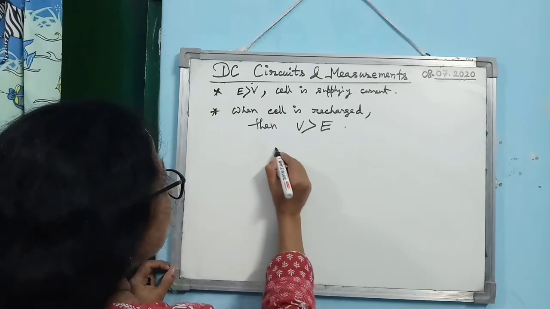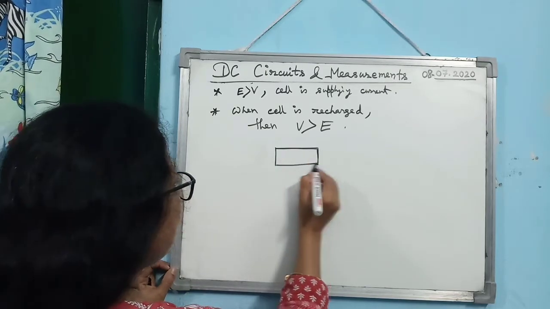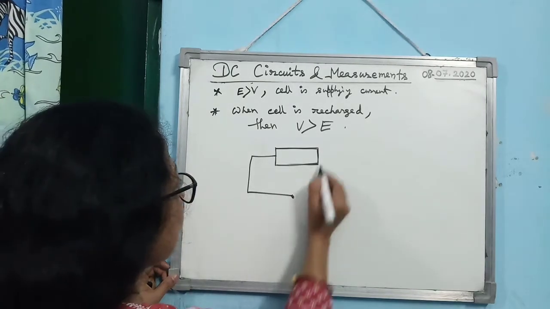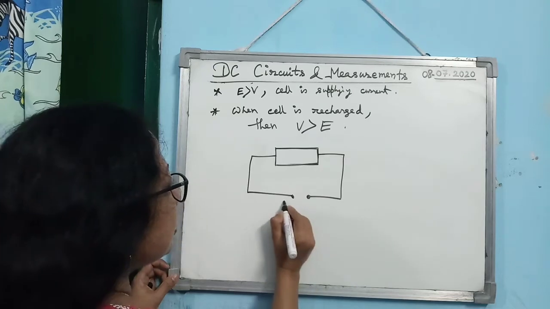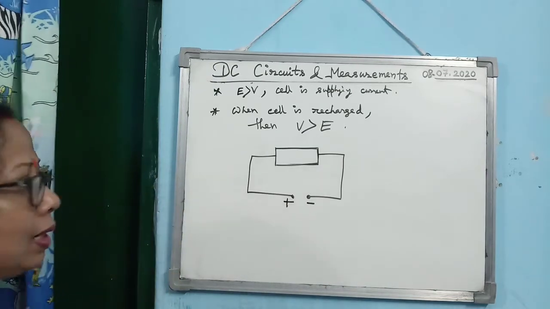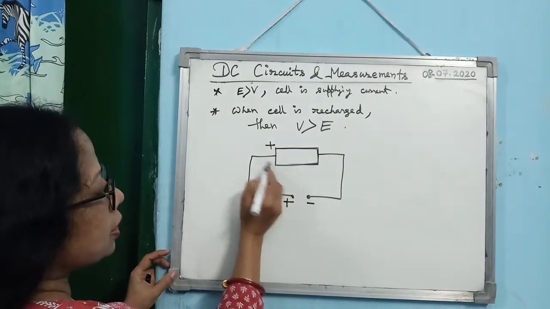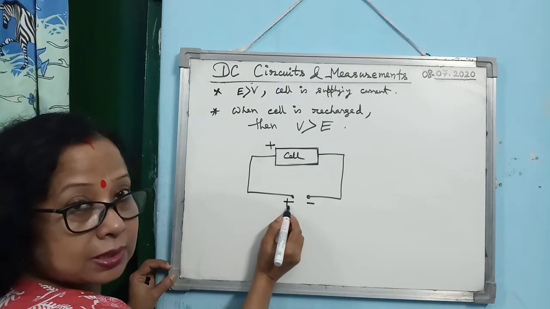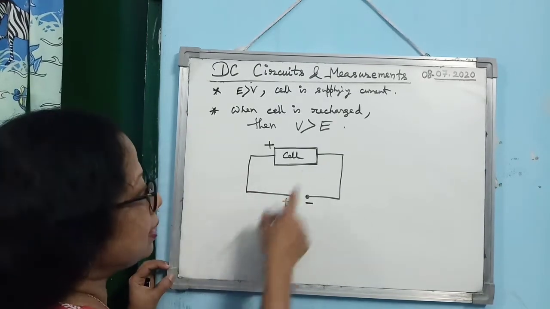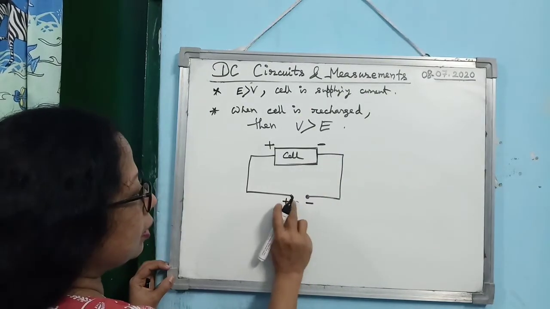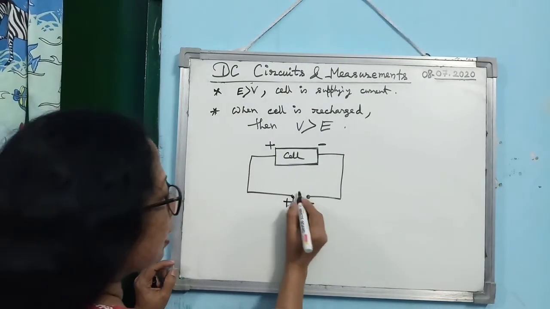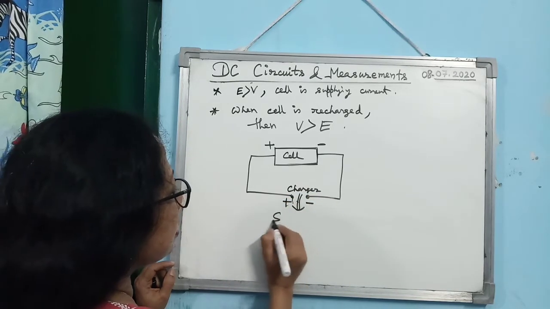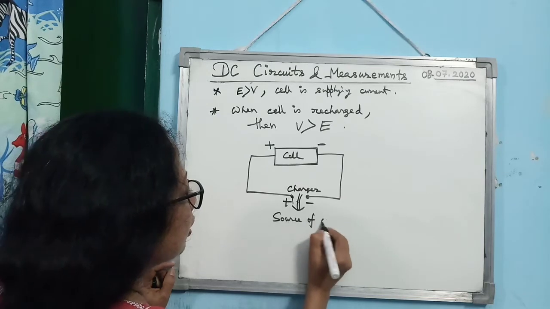But I hope you know that when you charge your mobile, you are not charging your mobile, you are charging the battery of the mobile. So what you do? You just connect it with a charger, isn't it? So you see, charger is having a positive terminal and negative terminal. So we connect the positive terminal of the cell with the positive terminal of the charger, the outside source which is sending the current, and the negative terminal of the cell with the negative terminal. So this is the charger or the source of current.